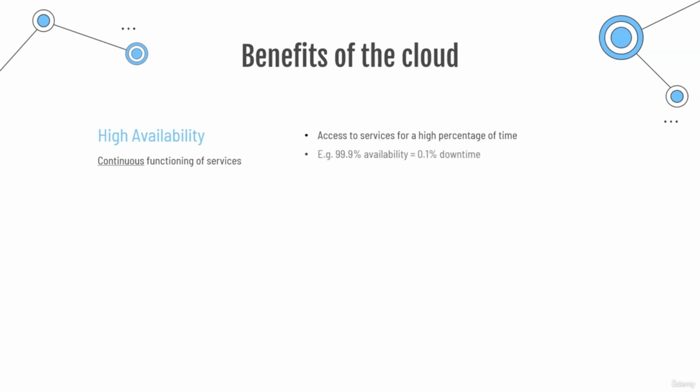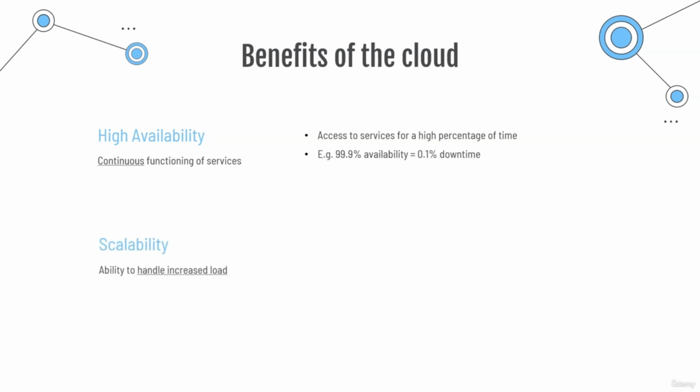And usually we have very high availability, for example, 99.9 or 99% availability. This means in this case, we have a maximum percentage of downtime of 0.1%. So that's guaranteed by Azure SLAs, service level agreements, depending on what resources and what services, and we'll talk about these service level agreements later on. But high availability is referring to continuous functioning of the services.